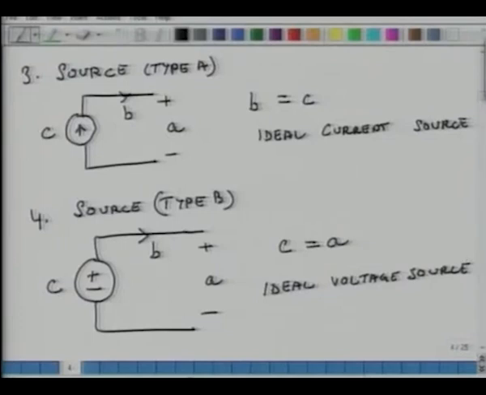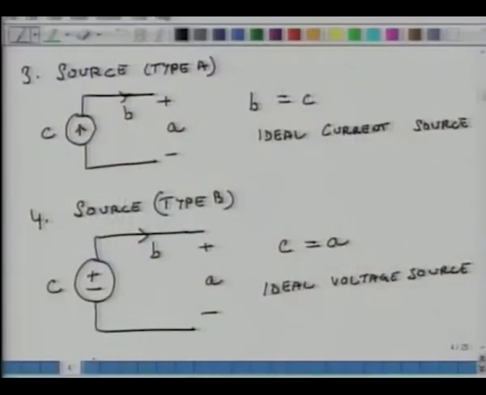Okay. In the first case, I think it should be B equals A. B equals C. C, which is what is there.